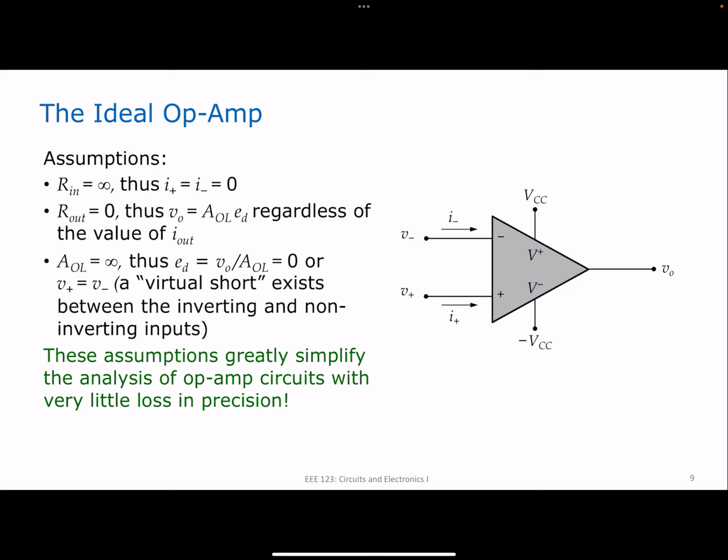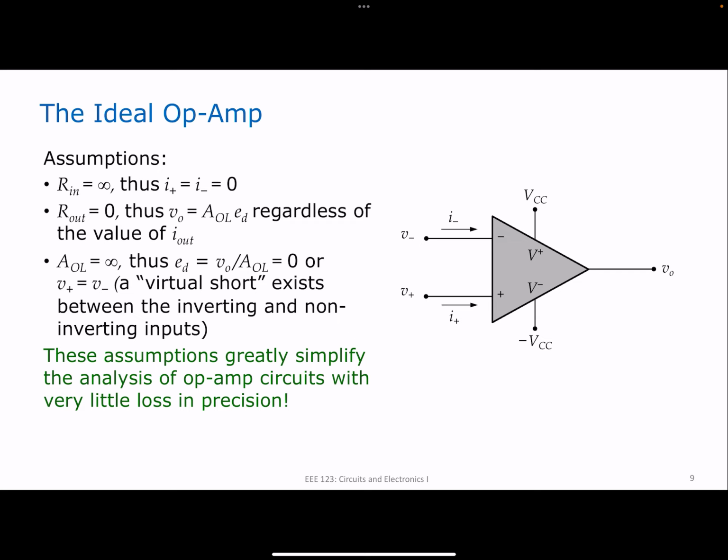Let's discuss the ideal op-amp. In an ideal op-amp, we make the following assumptions. First, that Rin is equal to infinity. In other words, the resistance between your non-inverting input and your inverting input is infinite, meaning to say this is an open circuit. And if this is an open circuit, that would mean that I plus is equal to 0 and I minus will also be equal to 0. So that is the first assumption for an ideal op-amp.